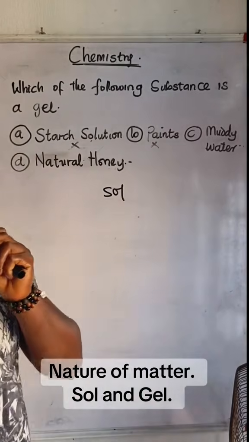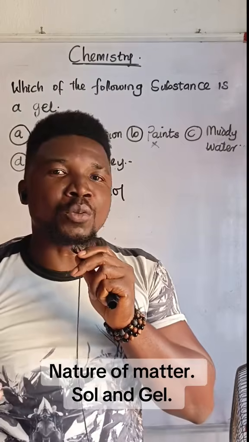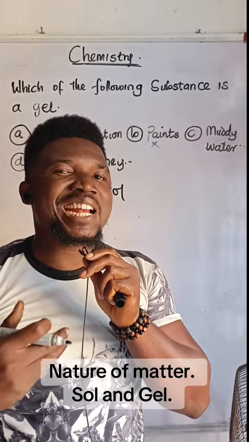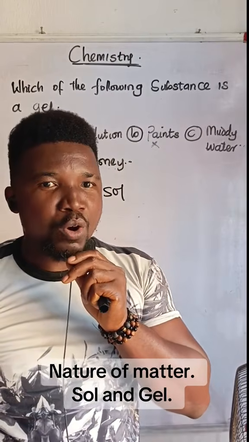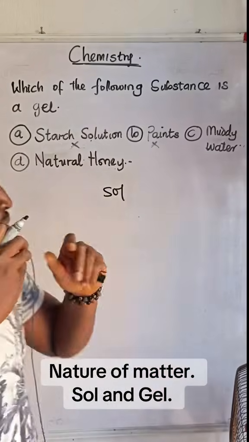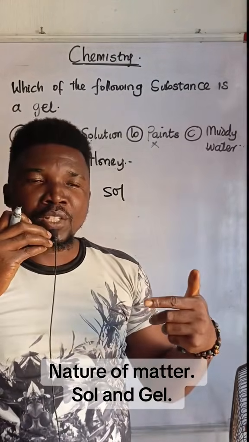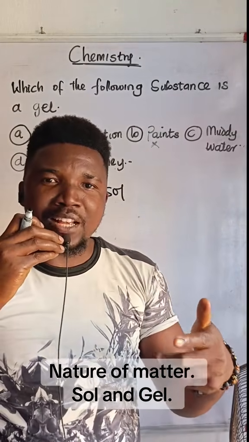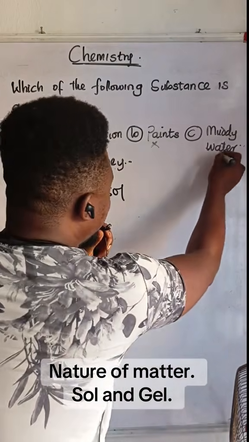Now let's go over to muddy water. Muddy water is a kind of suspension, whereby the solute is neither insoluble nor soluble. But how can you know? Because if you watch very well, muddy water is a situation whereby mud particles are suspended in water. So that is what we have. So muddy water is incorrect.